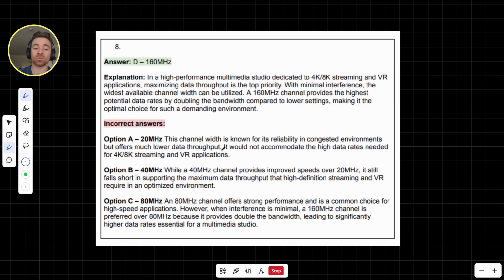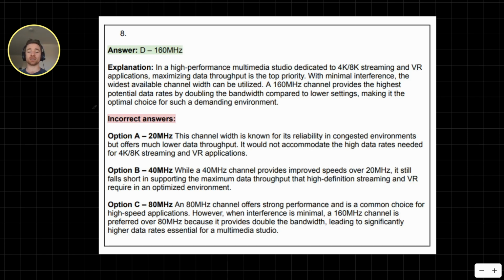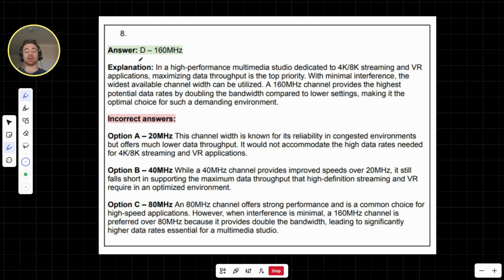It is D, 160 megahertz. So guys, they wanted to maximize that data throughput. They were doing a lot of really high intensity stuff, 4K, 8K streaming. The wider the channel, the more data you're going to be able to put through at the one time. So 160 megahertz was the one for that. Again, tossing up performance versus congestion, and the requirements made it clear we wanted to maximize performance, in which case we want the widest channel selection possible.